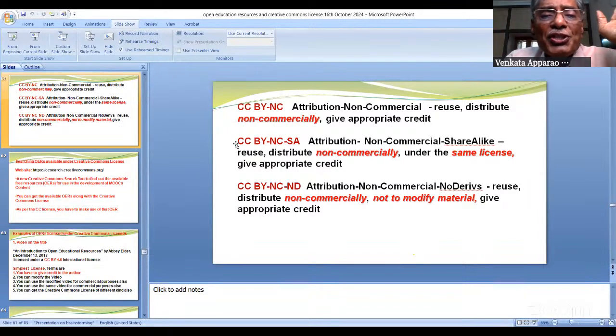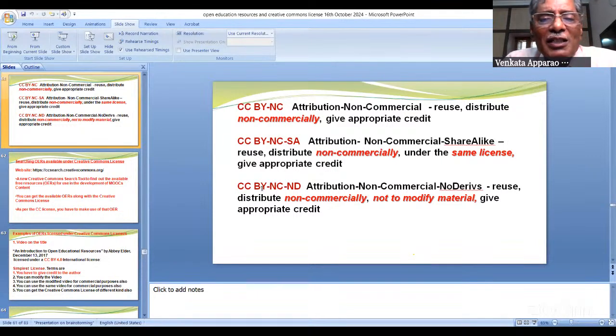Right? CC BY-NC-SA. CC BY, give attribution. NC, non-commercial purposes only. SA, share alike. That means the modified one has to be licensed as per the original. You cannot get license in your name. Original name only. You can modify, but get license as per the original author only.